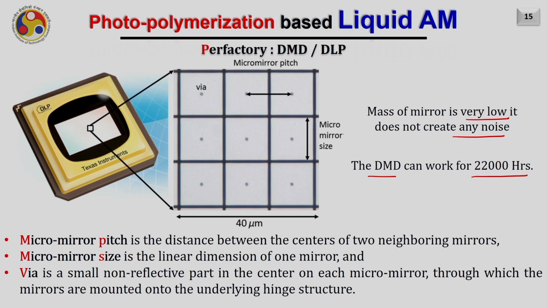The nomenclature which is usually used in a DMD is the micro mirror pitch. Micro mirror pitch is the distance between the centers of two neighboring mirrors, as you can see here. The linear dimension of one mirror is called the micro mirror size, as you see here. Via is the small non-reflective part at the center of each mirror through which the mirrors are mounted on the underlying hinge structure.